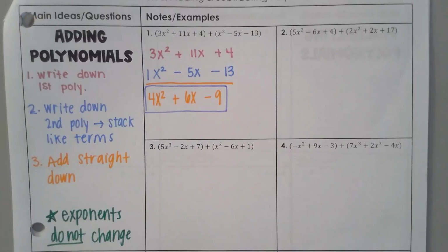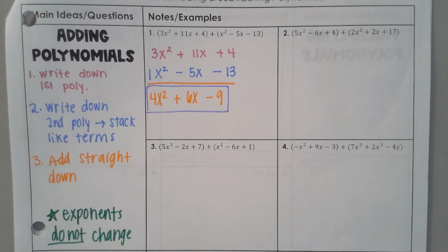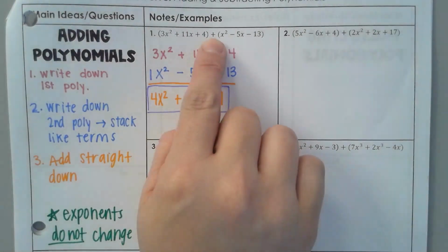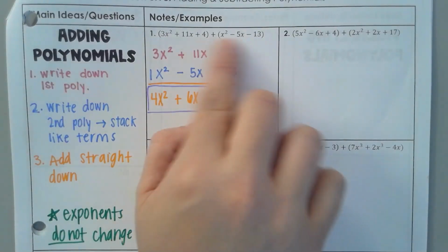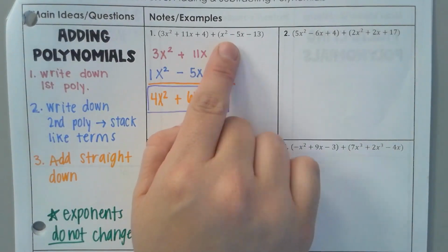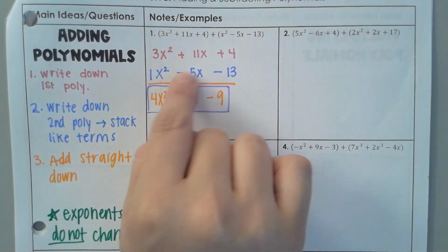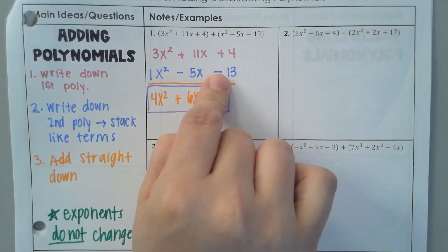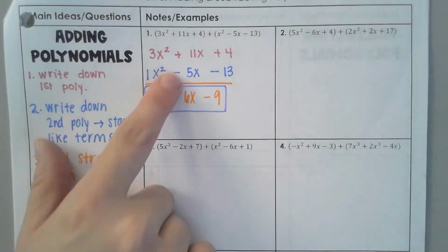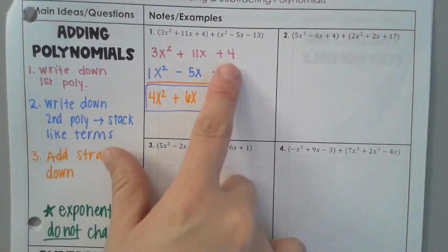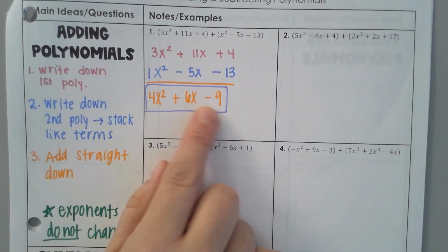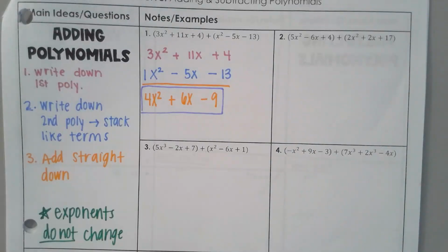How do you come up with the addition and subtraction signs in between these? That's just what the problem gave us. So I just copied it down. So that was a minus, that was a minus. So 11 plus negative 5 is 6, positive 6. 4 and negative 13 is negative 9. So that's a minus 9.